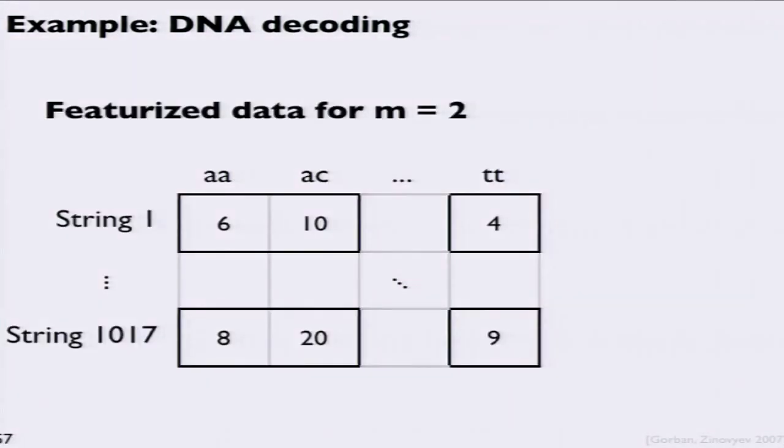What does this look like? Well, all the possible words of length 2, I could list them out, AA, AC, et cetera. So for our first substring of length 300, we can count the number of times each word occurs. So AA happens to occur 6 times, AC occurs 10, et cetera. And this gives us some sense of the distribution of words.